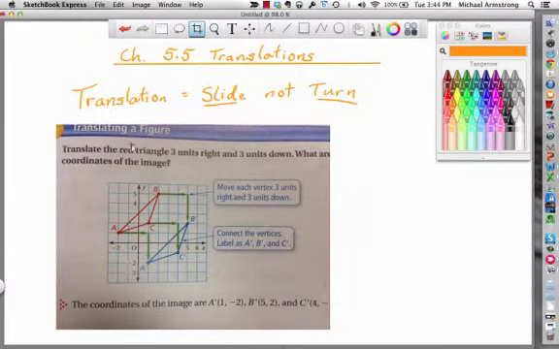Okay, so this one shows on a graph what happens. B has moved 1, 2, 3 to the right and 3 down. So it's moved 3 over and 3 down. C has also moved 3 over and 3 down. A has moved 3 over and 3 down. This is a true translation. This is what it looks like.